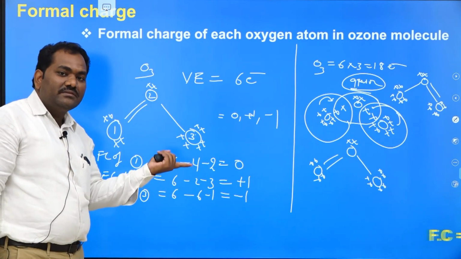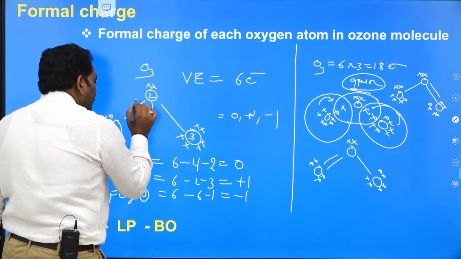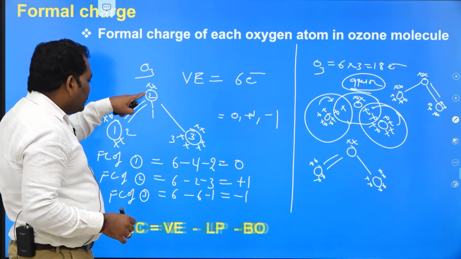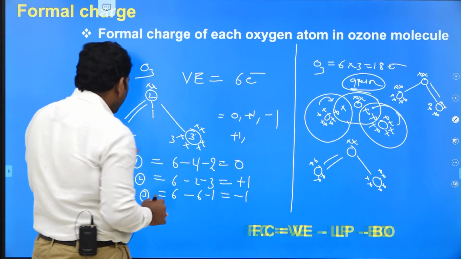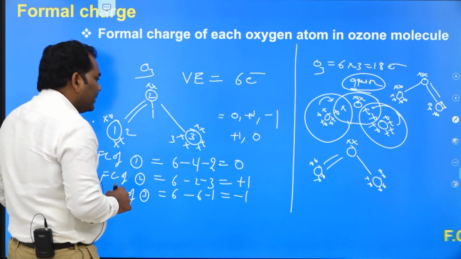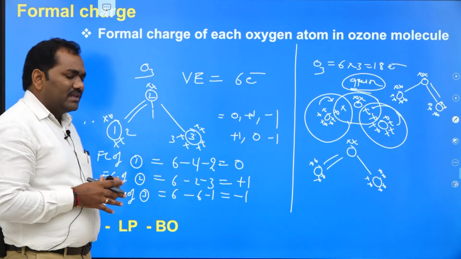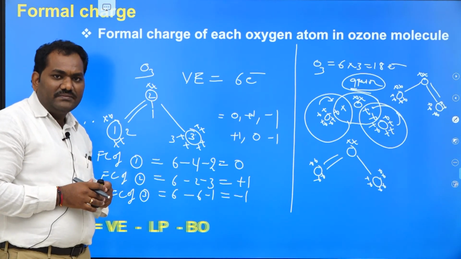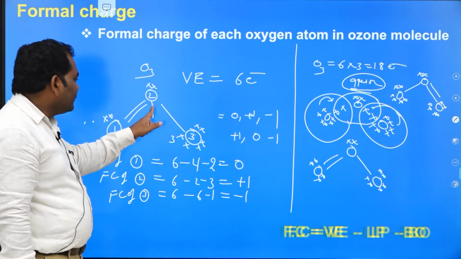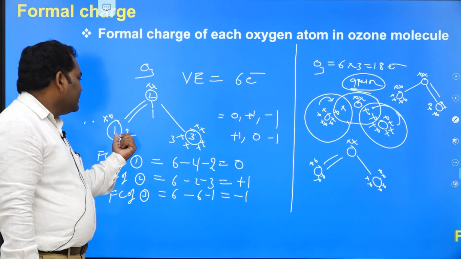If the notations are changed like this, if what was 2 is considered as 1, and what was 3 is considered as 2, then the formal charge is plus 1 for the first, 0 for the second oxygen, and minus 1 for the third oxygen. So the notations are changed. Sometimes this is considered the first oxygen, second oxygen, third oxygen, or sometimes the third oxygen is considered first and second.